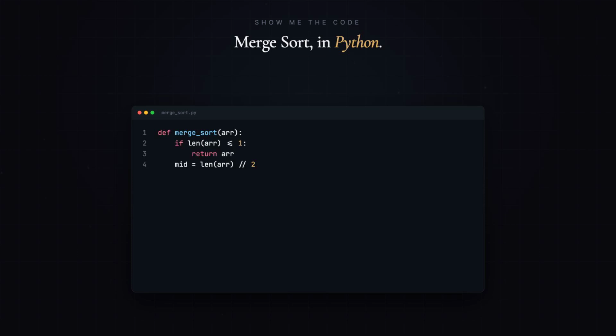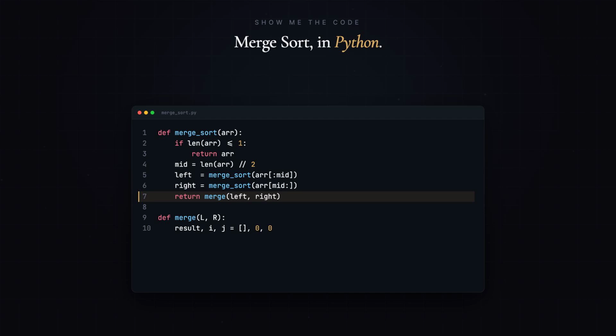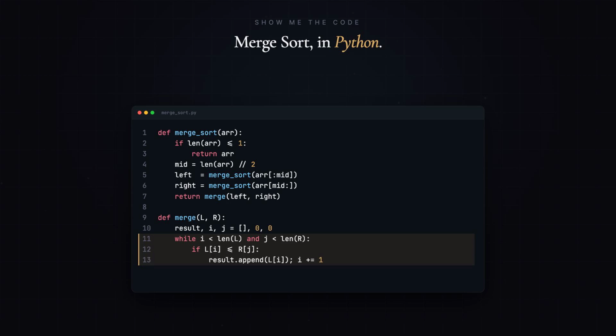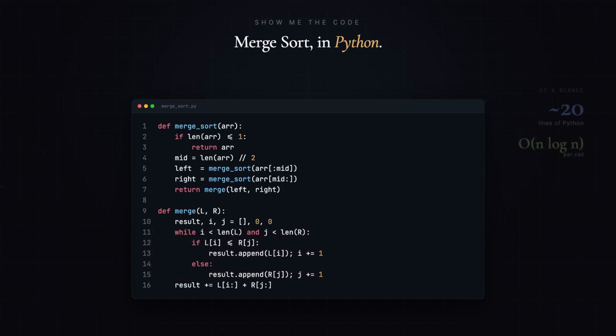We define merge sort. If the array has one element or less, return it. Otherwise, split it in the middle, recursively sort both halves, then merge. The merge function walks two pointers through the sorted halves, picking the smaller element each time. About 20 lines. And you have one of the most powerful algorithms ever invented.